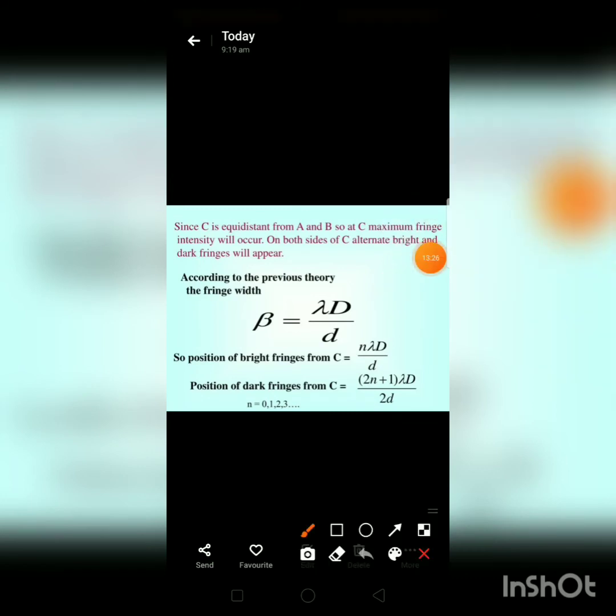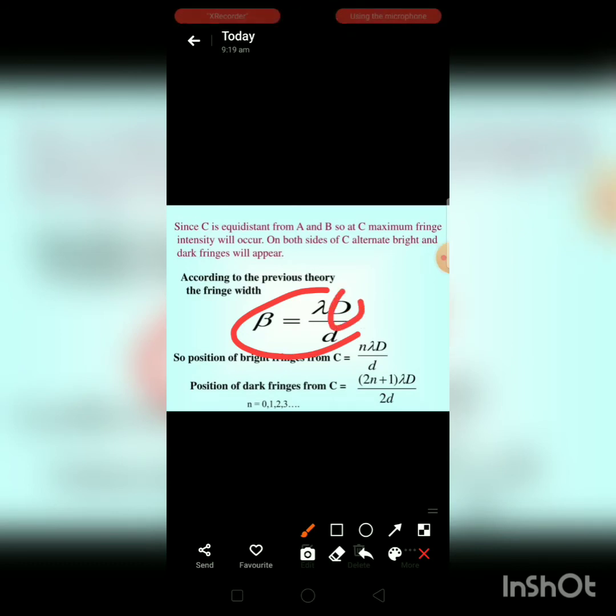Here beta is the fringe width, lambda is the wavelength of light, capital D is the distance between the screen and the source, and small d is the distance between the slits. The distance between the sources S1 and S2 is small d. In that condition two slits are used, so they act as sources, that's why small d.